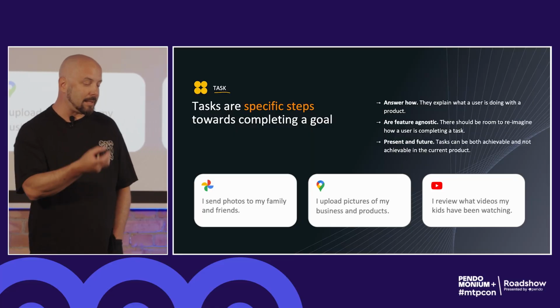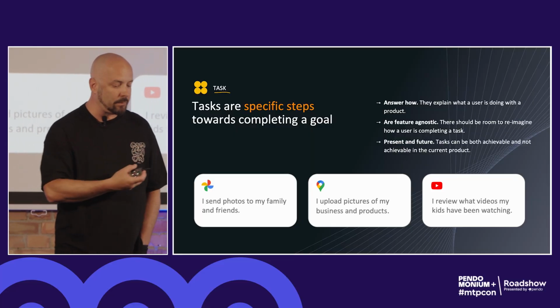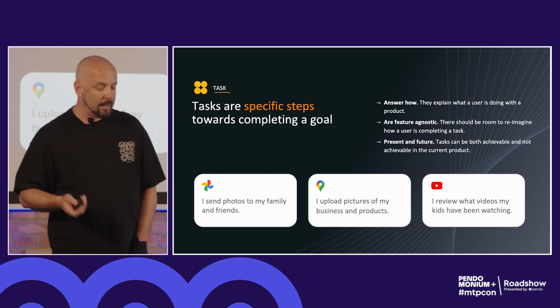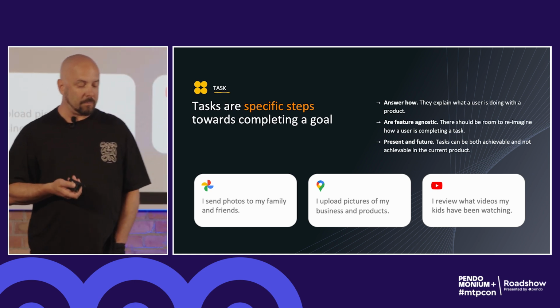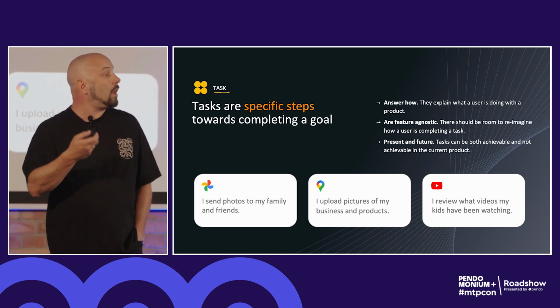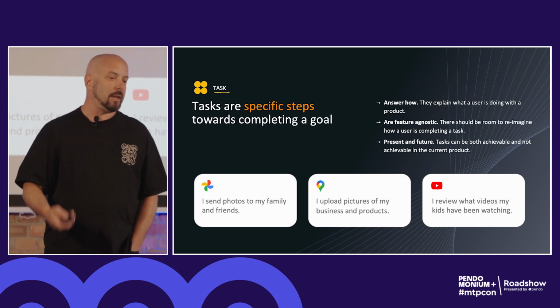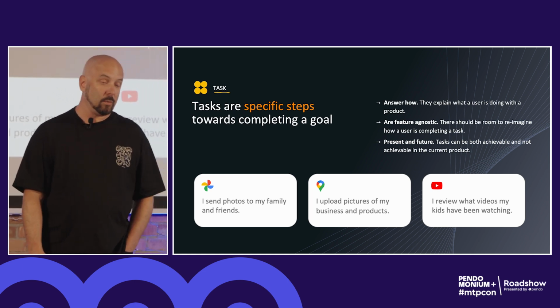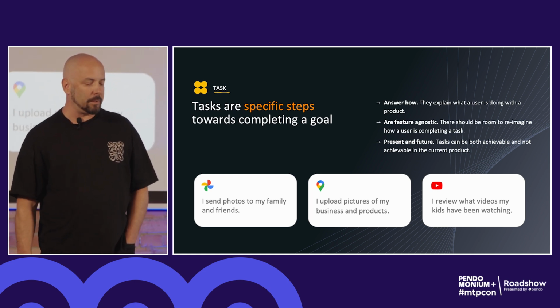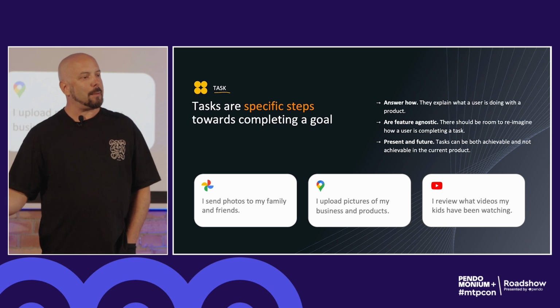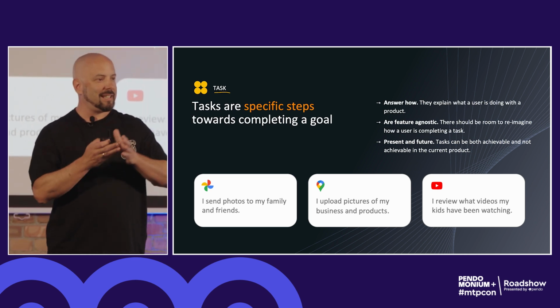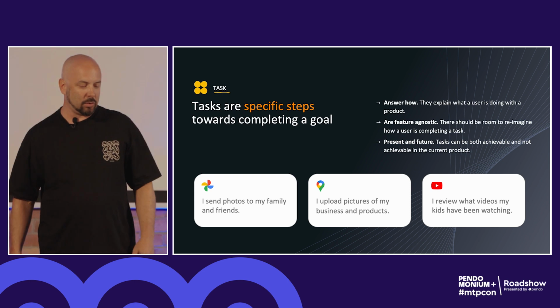So here, the tasks for the goals we have defined before would be: I send photos to family and friends. I upload my pictures of my business and products. That's one of the tasks I do to get people to know my business. Or for YouTube, I review what videos my kids have been watching to make sure it's appropriate. These are examples of tasks that I would define. So I define the goal, I define the tasks, and I have a critical user journey.